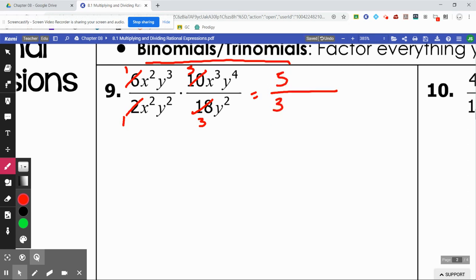However, you can cancel x's, or you can go ahead and multiply x's, either way. I have 2 x's on top, 3 more on top. That's a total of 5 on top. I have 3 y's on top, 4 more. That's a total of 7 y's on top. On bottom, you have only the 2 x's. And you have 2 y's and 2 y's, which gives you 4 y's.